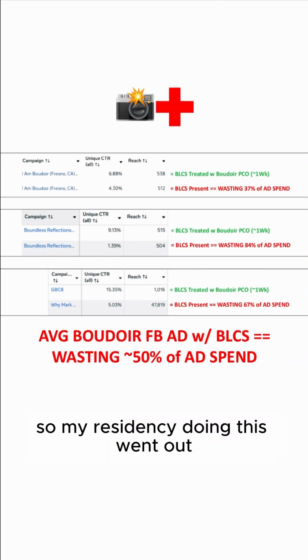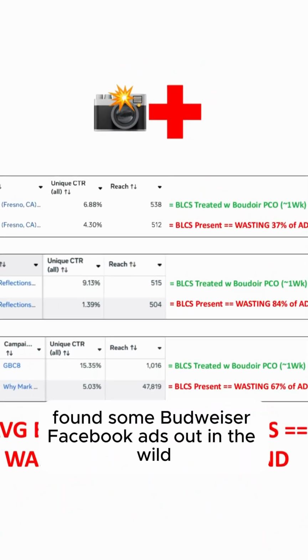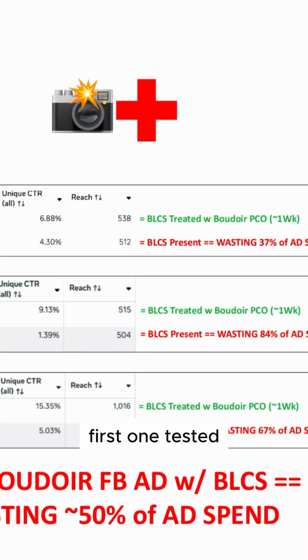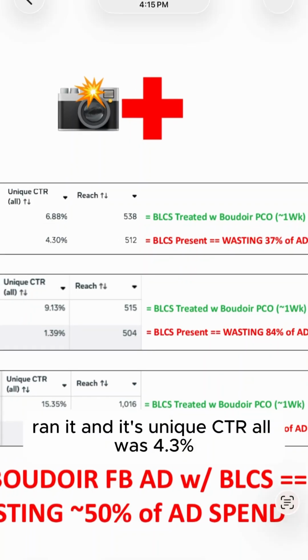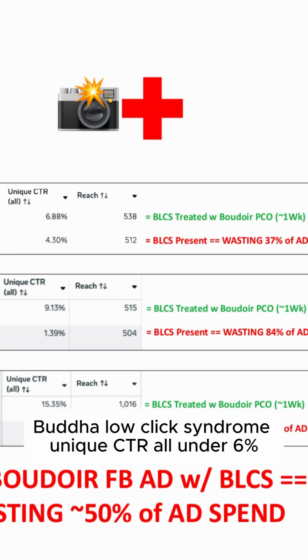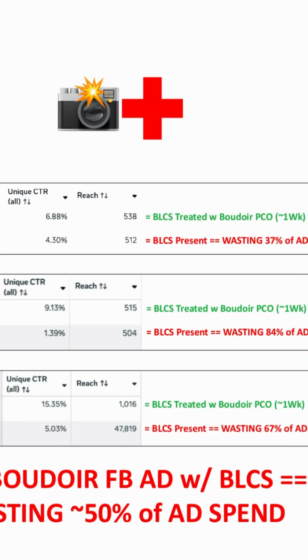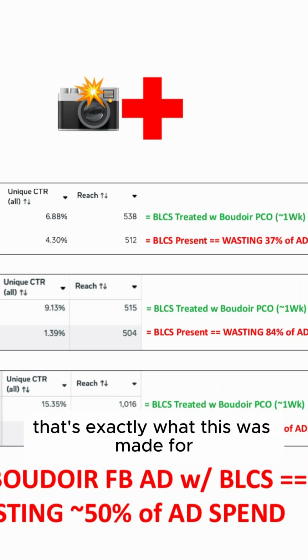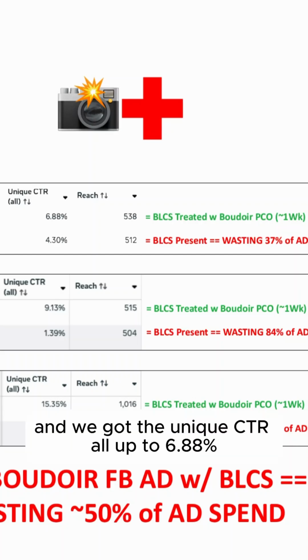So in my residency doing this, I went out, found some Boudoir Facebook ads out in the wild, and brought them back to my hospital. First one, I tested it, ran it, and found its unique CTR was 4.3%. So under 6%, we know that BLCS is present. Boudoir low click syndrome, unique CTR under 6%. That's fine. We'll treat it with Boudoir Pico. That's exactly what this was made for. And we got the unique CTR up to 6.88%.